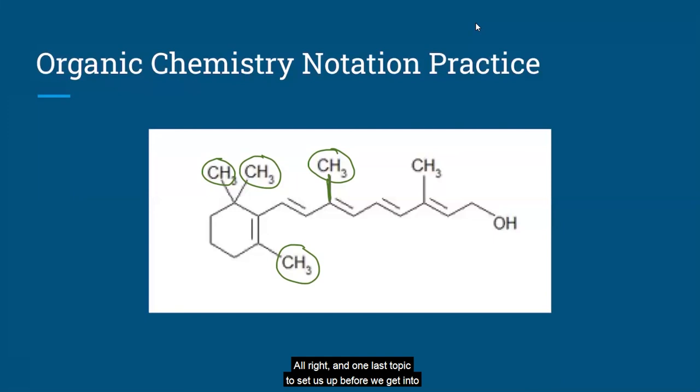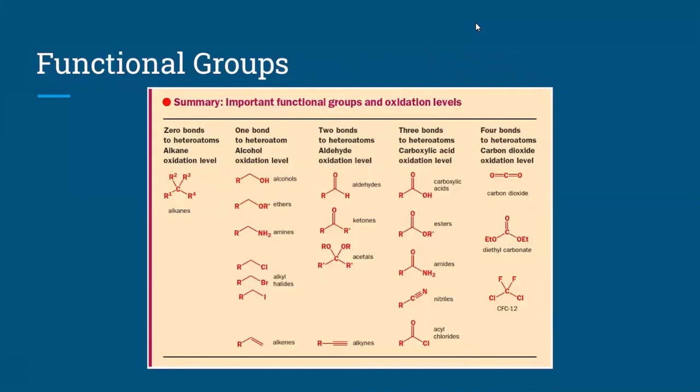All right, and one last topic to set us up before we get into more specific topics in organic chemistry in the next video are functional groups. And so functional groups are basically anything that is not just a carbon-carbon single bond or a carbon-hydrogen bond. And these functional groups are important because they allow for a variety of compounds with different properties and also different reactivities. Now, the best way to learn these functional groups is not necessarily to memorize them the hard way. The best way to think about them is in terms of oxidation states.